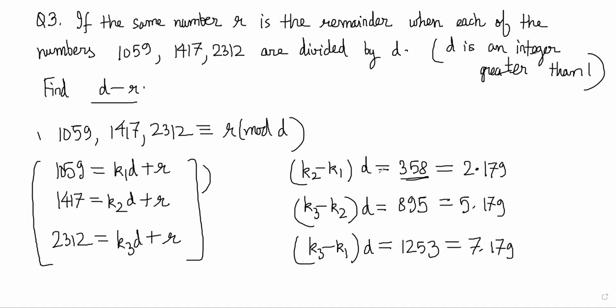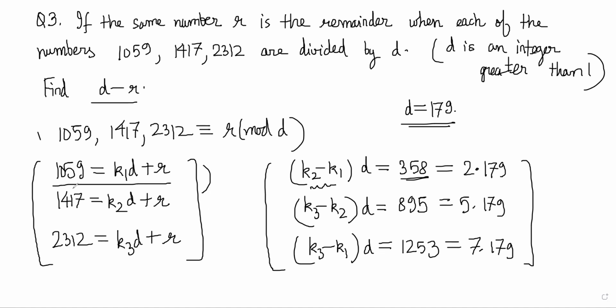So now what we know is that the common factor of all of these three expressions must be 179. So d must be 179. And once you know the value of d, you can easily find k2 minus k1, for example, here, right? k2 minus k1 is 2. So once you know d, I need to find out d minus r, right? So what we can do is use the d value in this expression.